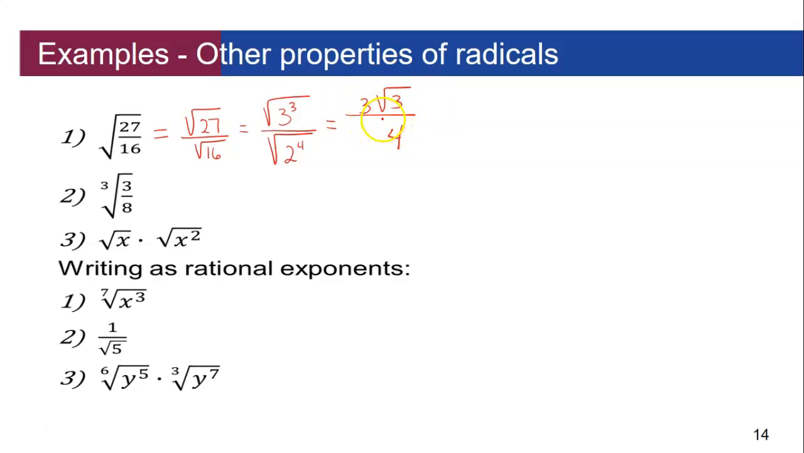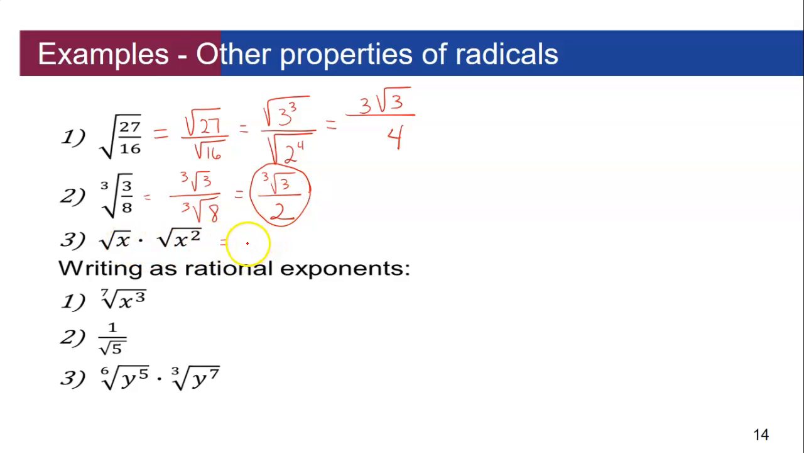If we could reduce this, the 4 would have to go into the 3 for reducing. We would never do the 4 that's outside with the 3 that's inside to reduce. Okay, here's one. If we go with the cube root of 3 over the cube root of 8, the cube root of 3, we can't do anything with that, so it's going to stay as it is. And the cube root of 8 is actually 2 because 8 is 2 to the third power. So this would be our final answer.